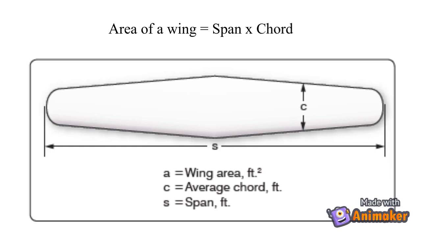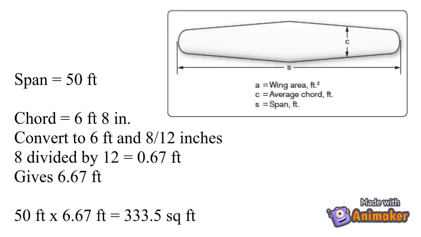Wingspan is the length of the wing from tip to tip. Chord, or mean chord, or average chord are basically all the same thing and is the distance from the leading edge of the wing to the trailing edge. In this example the wingspan is 50 feet, and the chord is 6 feet 8 inches.